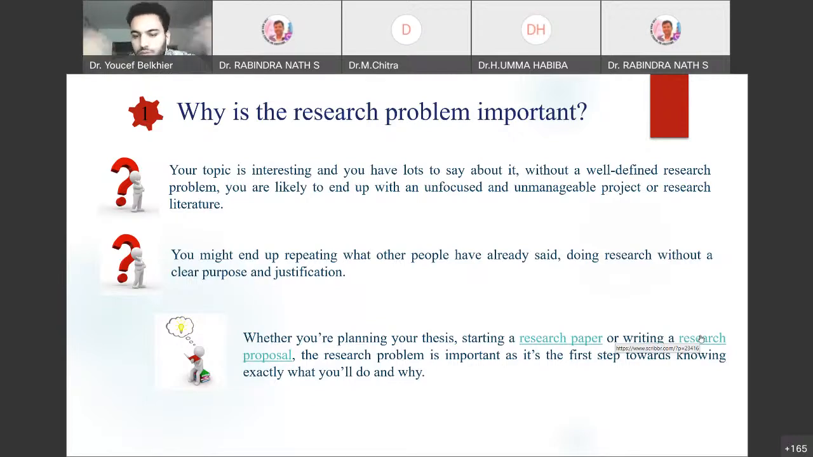So what is the solution? How can we define the research problem? Whether you are planning your thesis, starting a research paper, or writing a research proposal, the research problem is important as it is the first step towards knowing exactly what you will do and why.